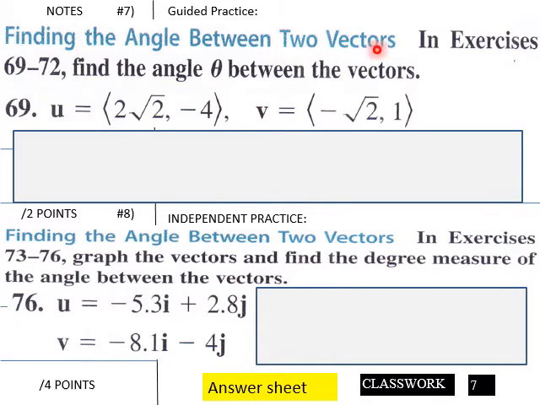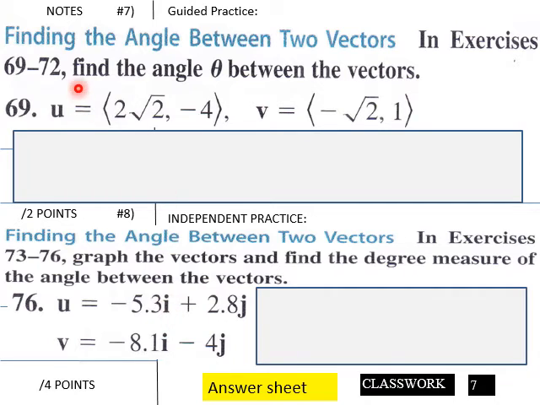Just as a reminder, coming out of your classwork and your homework, find the angle between these two vectors here, u and v. Find the angle theta between these two vectors. And then down here, your independent practice is: graph the vectors and find the degree measure of the angle between the vectors. So here's u, and then here's v.